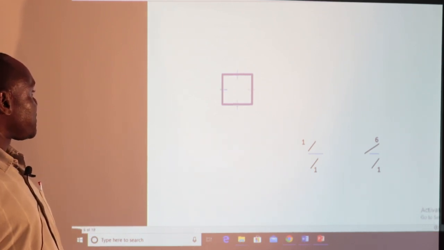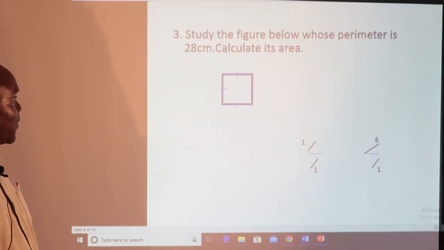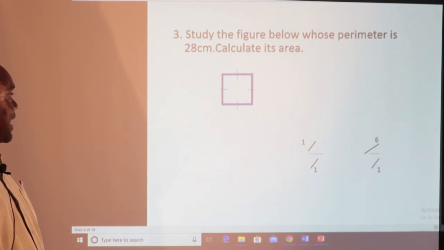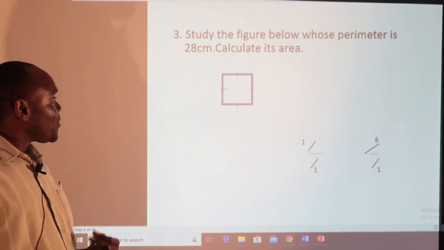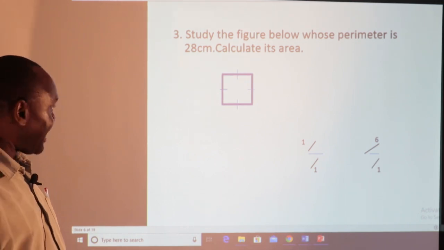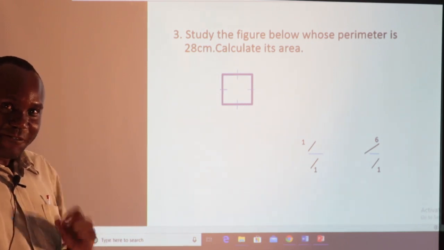There we are, that figure there. You have seen that figure. It says, study the figure below, whose perimeter is 28 centimeters. Then after that, you calculate its area. Study that figure. They have not told you the name of the figure.